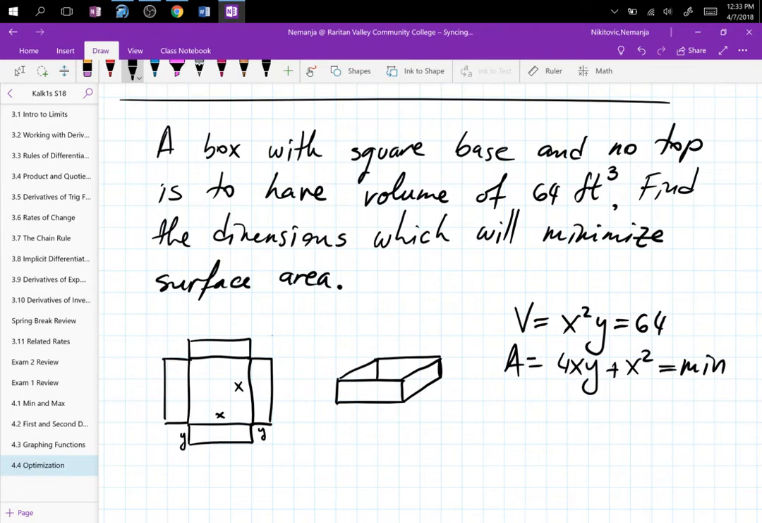Ta-da! Right? Solve it. Clearly you're going to say y equals 64 over x squared. Stick it in here. Differentiate, be done. Let's go.